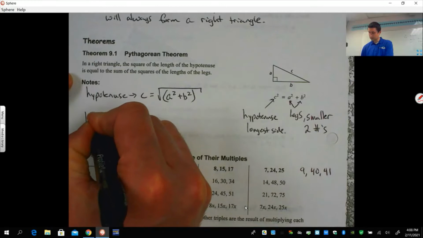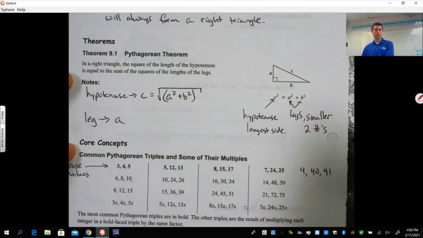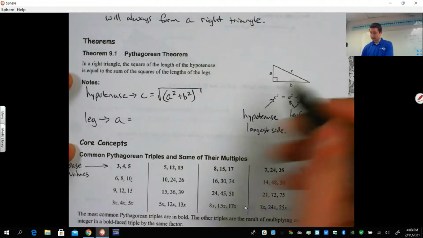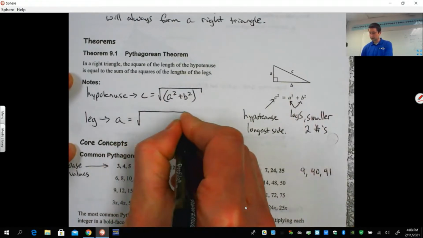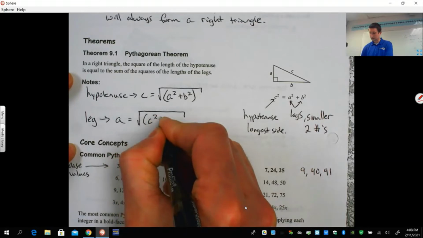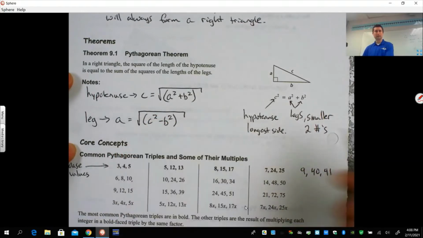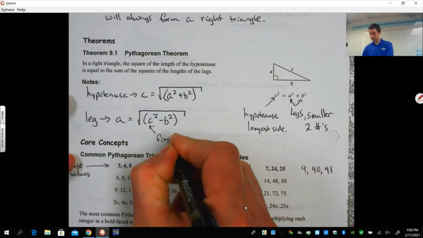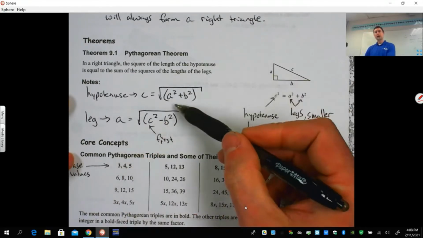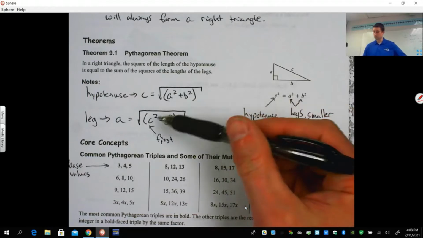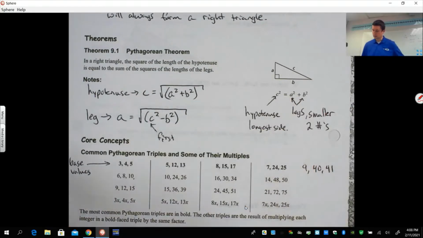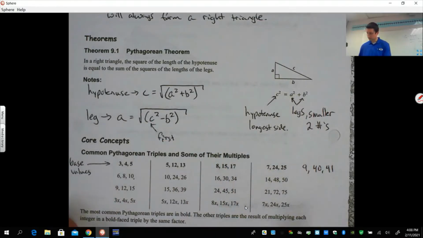If you're looking for a leg, that can be a or b, it doesn't matter, then you would have to take the longest side, subtracting the other side. So I would say it's c squared minus b squared. It has to be c squared first, so the hypotenuse has to go first in that subtraction. The order in which you add for the hypotenuse does not matter. The order in which you subtract does matter. You won't get a square root of a negative. So write those two formulas down, whether you're looking for a hypotenuse or looking for a leg.